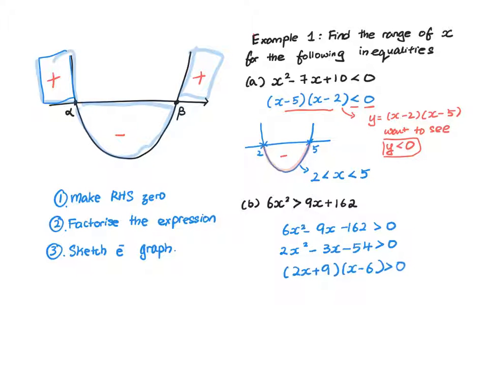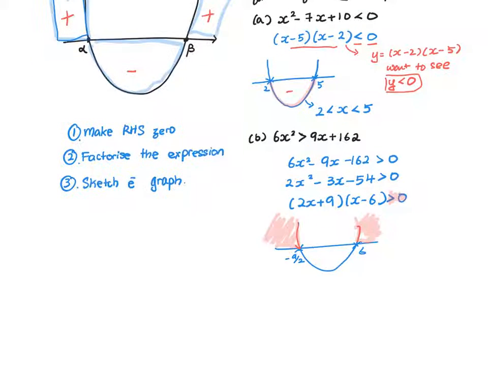Just be careful when you are factorizing: do not use the calculator, because a lot of you tend to use the calculator to simplify and straight away write the answer down. That may be very dangerous, because the calculator does not take into account the coefficient of x squared. Now drawing out my curve, I have the points minus 9 over 2 and 6. Since we want the region where it is positive, we want the region on top, this portion and this portion.